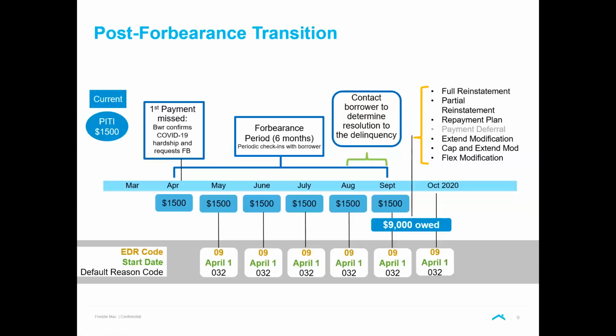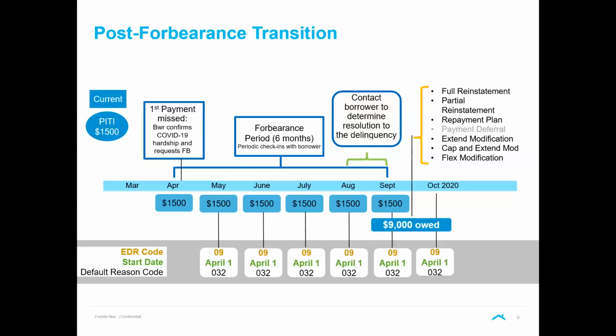Again, reporting 09, 032, April 1st. And what's going to close out the forbearance for us and for your reporting to us is no longer reporting that forbearance code. So starting in November, when you're reporting what took place in October, you're not going to report the 09 forbearance to us, and that's going to let us know that the last day of the forbearance was actually September 30th. And then you're going to start going into whatever the post-forbearance transition option is. There'll be new, potential EDR associated with that as well.